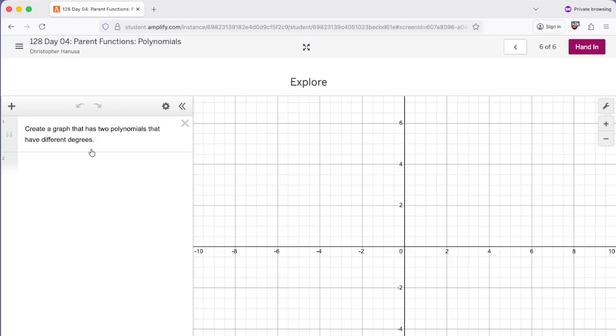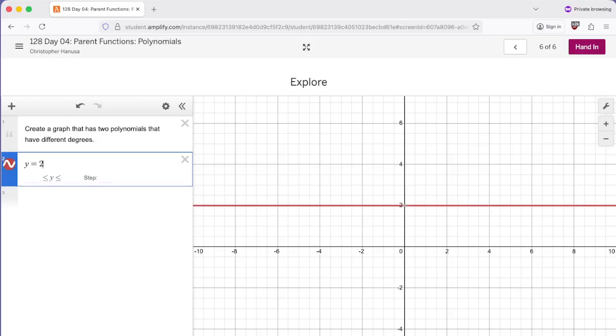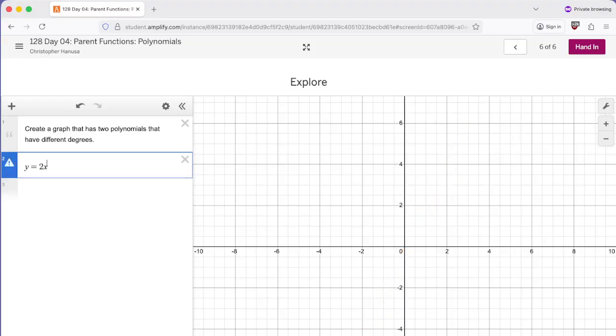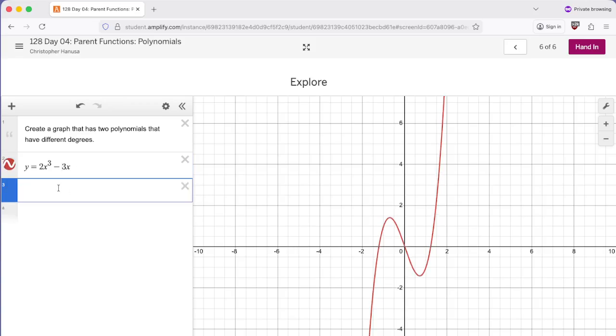This last question is asking you to create a graph that has 2 polynomials that have different degrees. Remember, a polynomial looks like something times x to a power plus something else times x to a power. Maybe we're going to make a minus so it has a bump. Okay, there's one function. Why don't I make another one? But this one, it has to have a different degree, so it has to have a different value than x cubed here. Maybe I do x to the 4th.